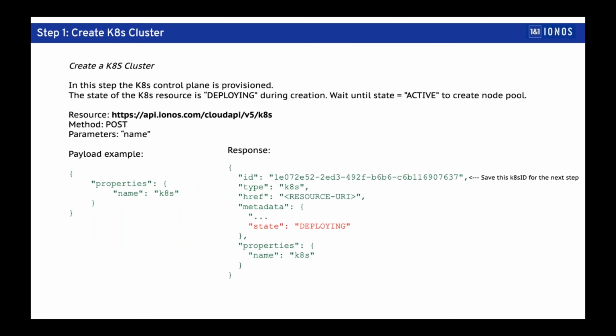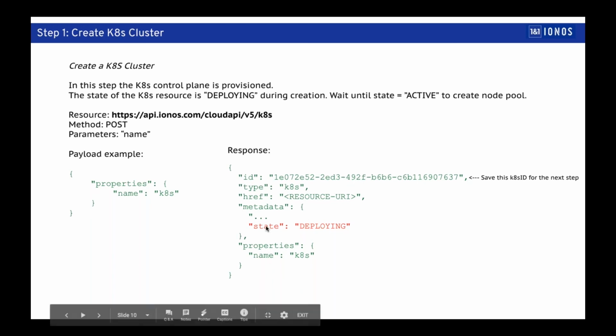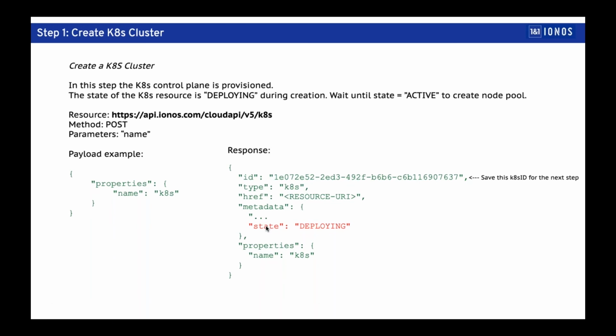Now, to create the Kubernetes cluster, we have introduced a new API resource called K8s. Again, with the method POST, we are creating a new object, and the only thing that is required is actually a name. The response contains the UUID of the new Kubernetes cluster. Again, save this one for later. We will need to use it to create the first node pool. And also interesting is that the Kubernetes cluster has a state. It is either in state deploying, that means it's being set up, and you will need to wait until the state is active to be able to create the first node pool.